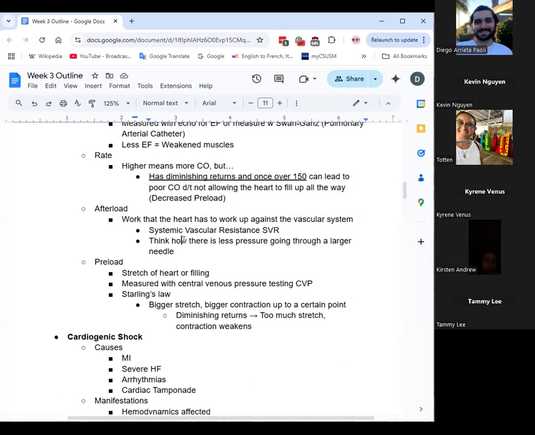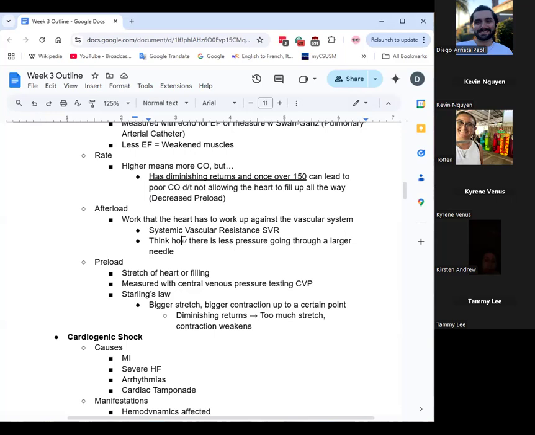Or you can think about a garden hose. If you were to constrict it, there's more pressure. If you were to not constrict it, just let it open up, then it has less pressure going through. And that's kind of the concept of your vasoconstrictors versus your vasodilators and how they help to promote circulation versus preload, which is the stretching of the heart. It's essentially the pressure that's in the heart.